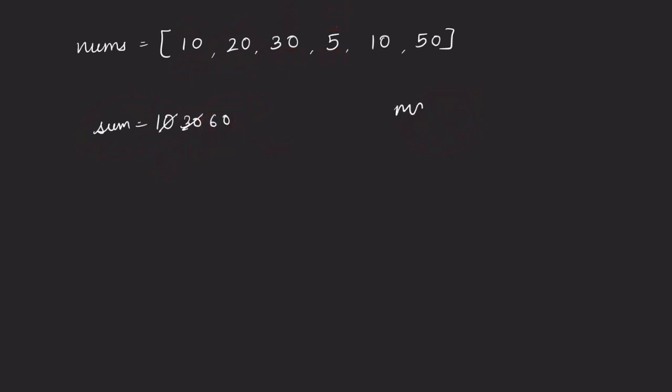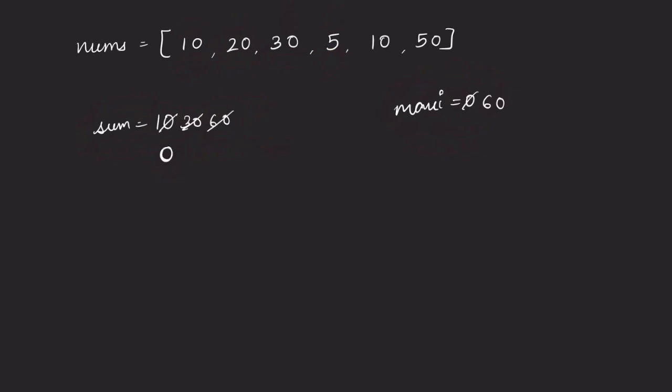Basically, we can take a maxi variable and initialize it to 0. In this, we will put the max of maxi comma this particular sum. So this will get updated to 60, right? And now since here the condition was not satisfied, then that means a new subarray will be started from this particular point, right? So what we will do is that we will update this sum to 0 now, right?